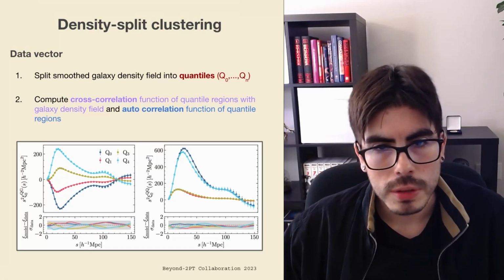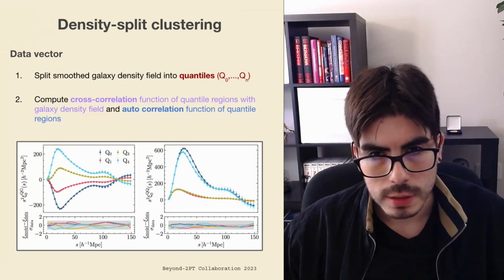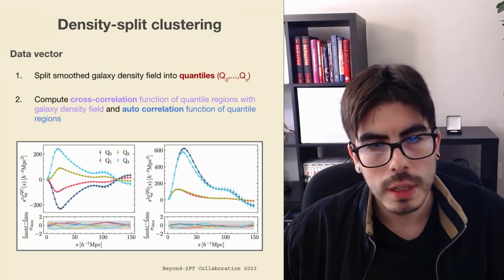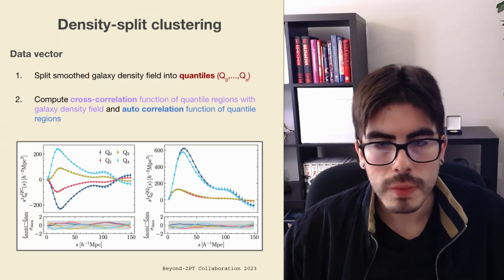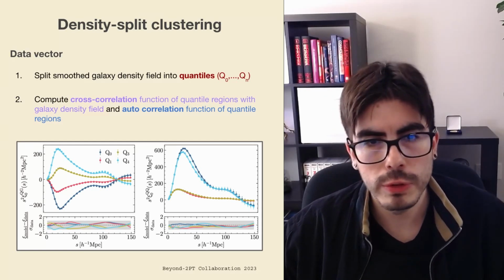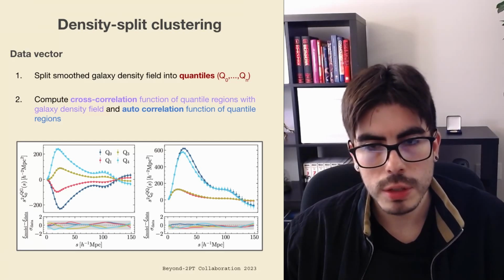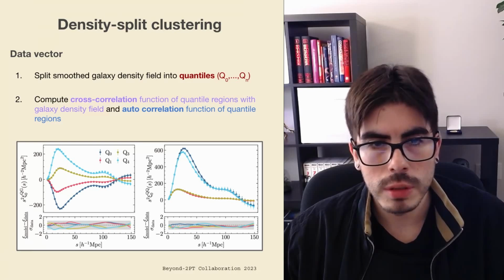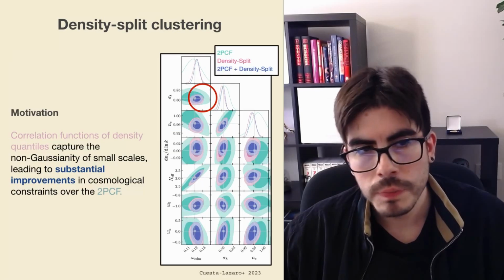Here is how these different statistics look in practice. Here each color is representing a different density quintile, and as you can see, we have access to most of the standard features that you would find in the standard 2-point correlation function, such as the baryon acoustic oscillation bump around 100 megaparsecs over h.